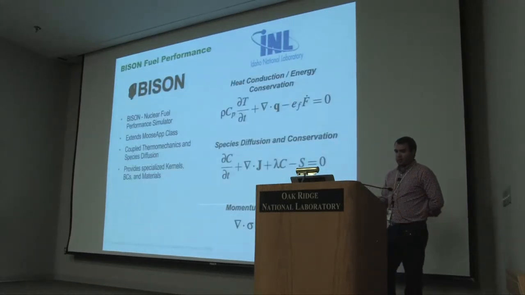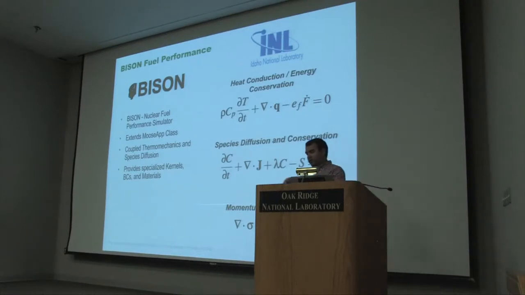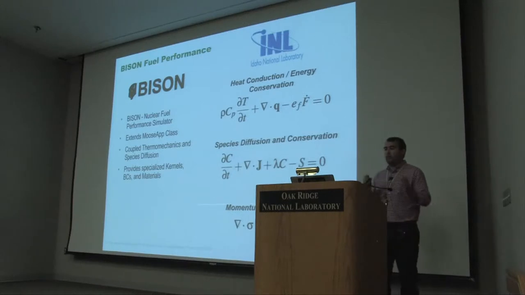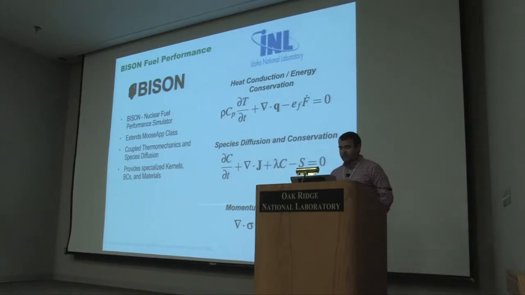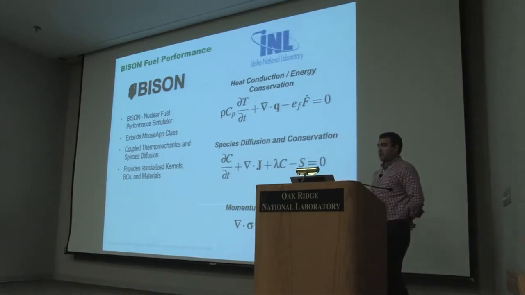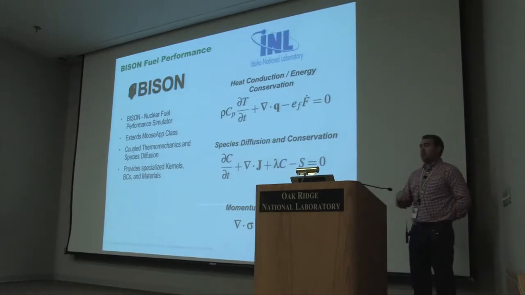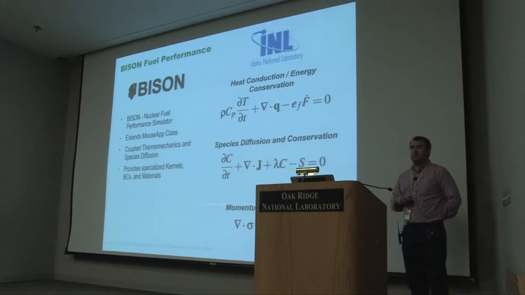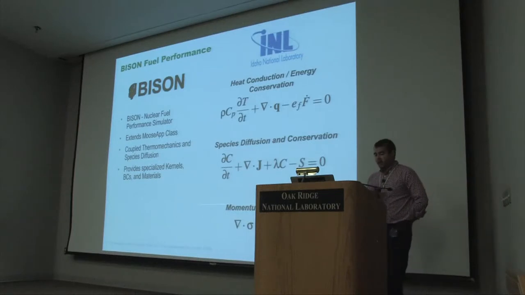All right, so we talked about Proteus, let's talk about BISON now. BISON is an engineering scale code, so it's looking at a larger scale of what's happening in a light water reactor fuel rod, or fuel pellet. It attempts to solve these three coupled sets of equations. To do so, they express these equations in their weak form, write kernels for it, write boundary conditions, and write new material definitions. They inject it all into the MOOSE framework, and they let MOOSE run the overall solve, okay?